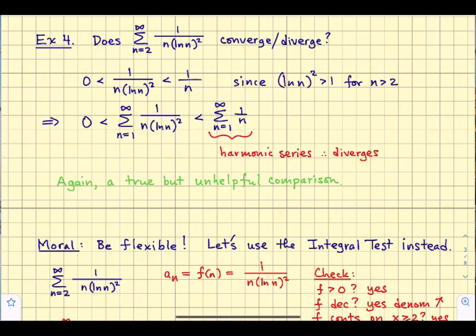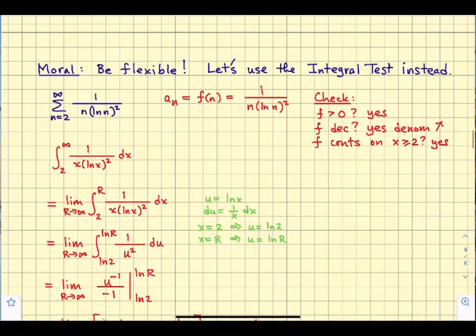So notice, again, we have a true but unhelpful comparison. This is often a frustrating thing for students, and then they think, well, what else am I supposed to try? But this just happens in real life examples. We have a direct comparison that's true, but we don't have something that's helpful in terms of convergence or divergence. And so the moral of the story, the reason I included this example, is be flexible.